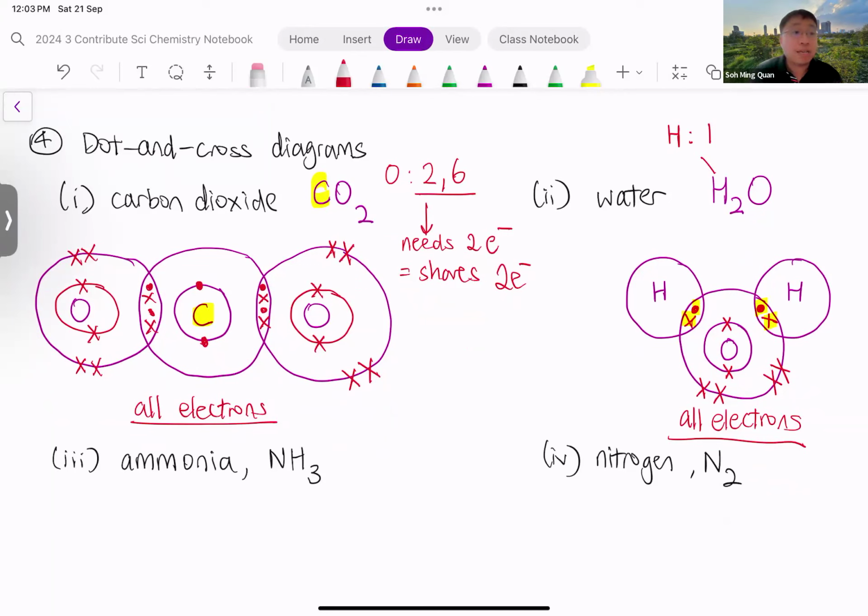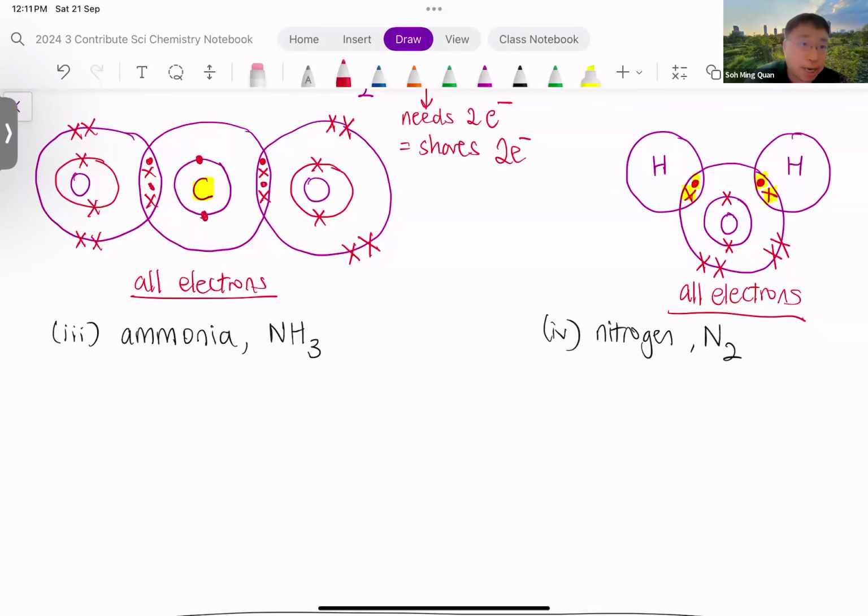Right? So now let's practice with part 3, ammonia. I've given you the formula NH3. And part 4, nitrogen, which is N2. Please draw the dot and cross diagrams, and once you're done, take a picture of it and send it to me so that I can check immediately.